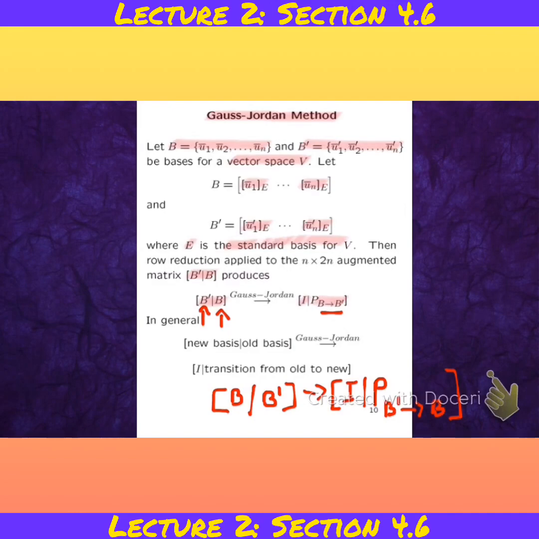So going back to our theorem, you start with a new basis. Your old basis is on the right-hand side. So my new basis is B prime, and my old basis is B. You place the old basis second, and you place the new basis first, and you apply the Gauss-Jordan elimination method to reduce the new basis to the identity matrix, and whatever you get on the right will be the transition from old to new.